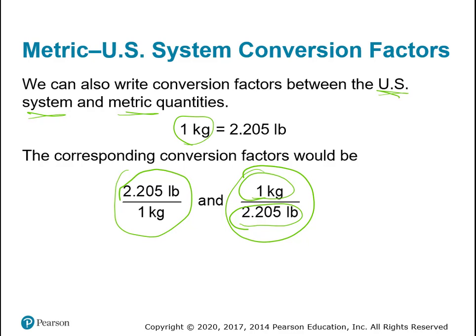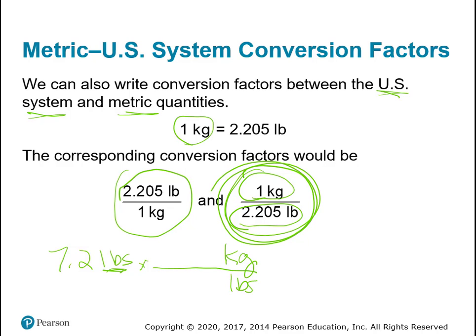If I said a baby was born and it was 7.2 pounds, and I wanted to know what that was in kilograms, I would set it up and say, well, what do I want? I want kilograms. What have I got? I've got pounds. So I want the conversion factor where the kilogram is on top and pounds is on the bottom, which would be this. I would say 1 kilogram is 2.205 pounds.